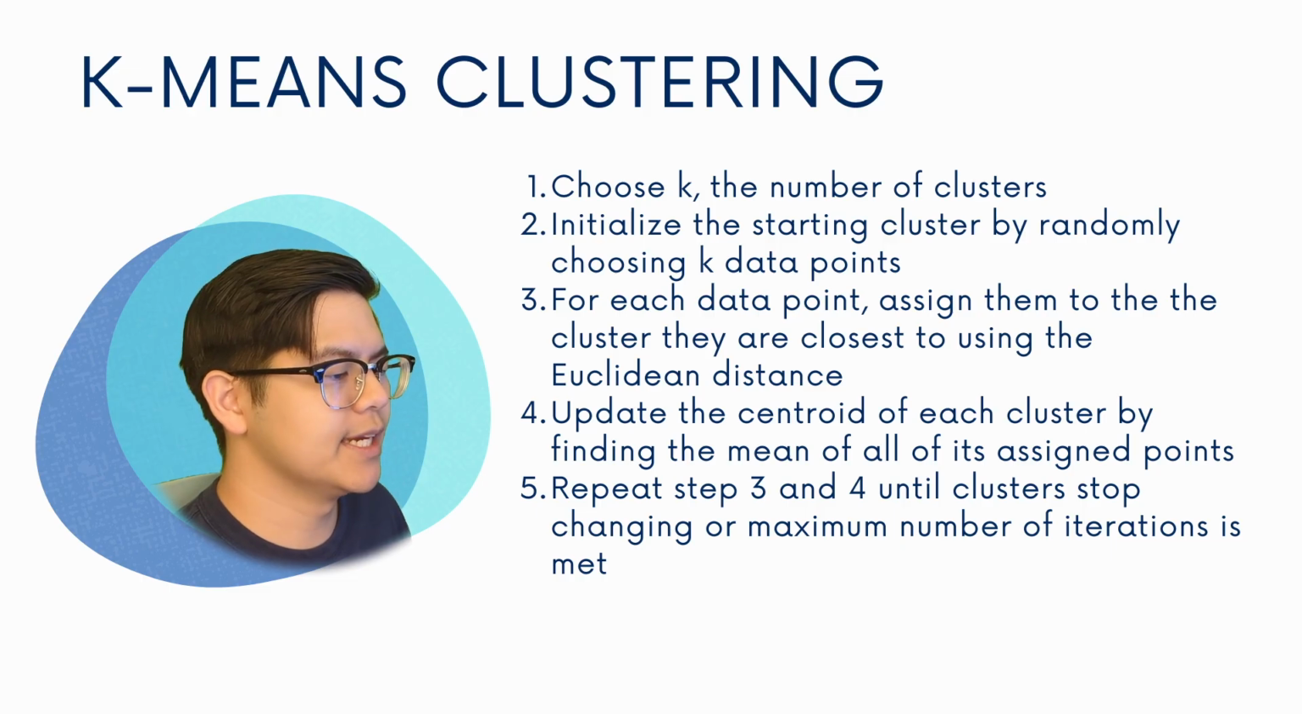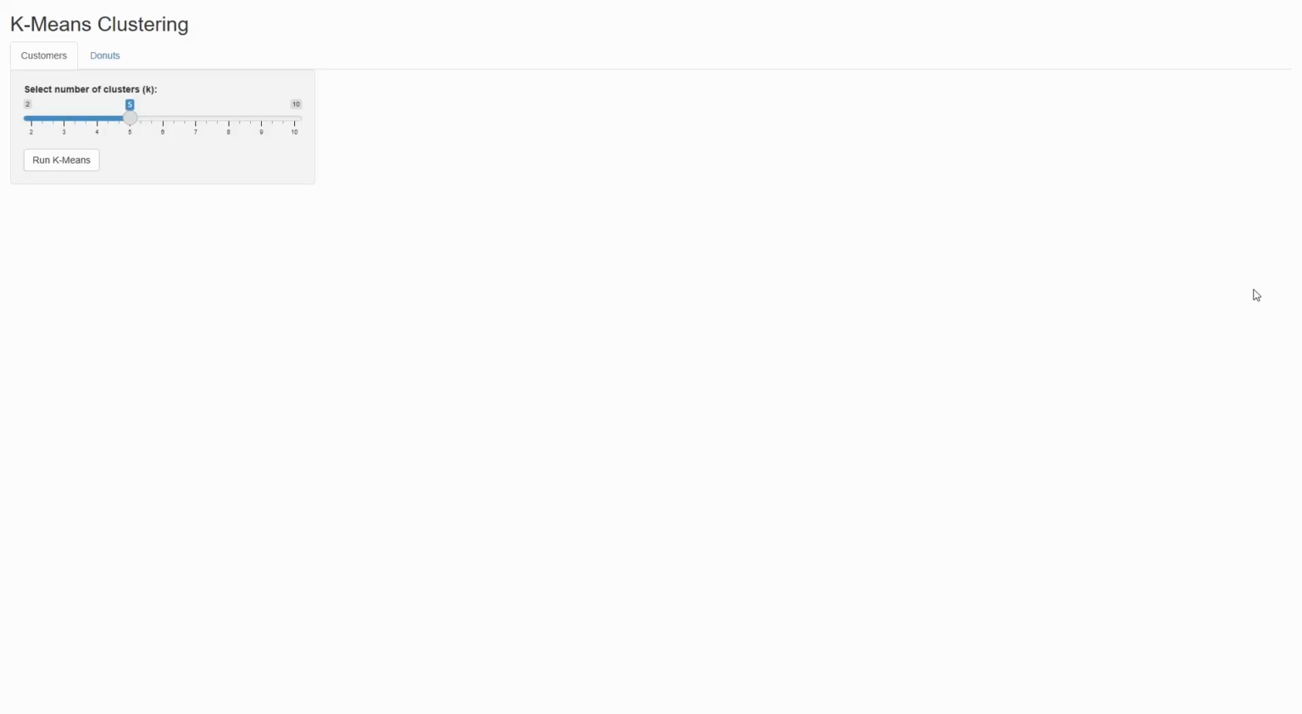The fourth step is to then update the centroid of the clusters. Remember that in step 3, more points were assigned to the clusters. This changes the centroid and therefore we need to update it by recalculating the mean of each cluster centroid. The last step is to keep repeating steps 3 and 4 until the clusters stop changing or a certain number of iterations is met. Here is a visual demonstration with the customer segmentation dataset.